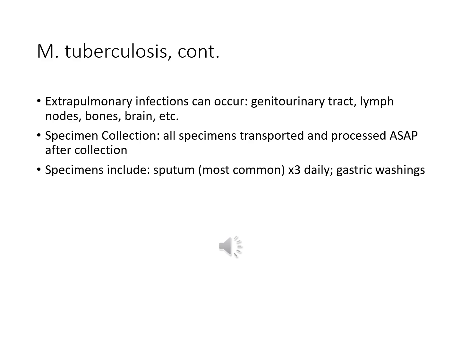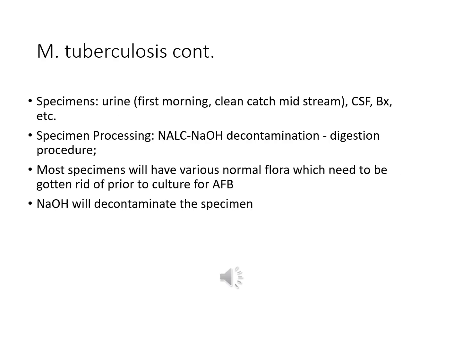For specimen collection, they need to be transported and processed as soon as possible. Most of the time when we're ruling out tuberculosis, sputum will be the most common specimen type, and they'll use multiple, so they may do it 3 times daily. You may also get a gastric washing. Other specimens can include urine, typically the first morning clean catch. It could also be cerebrospinal fluid or a biopsy.